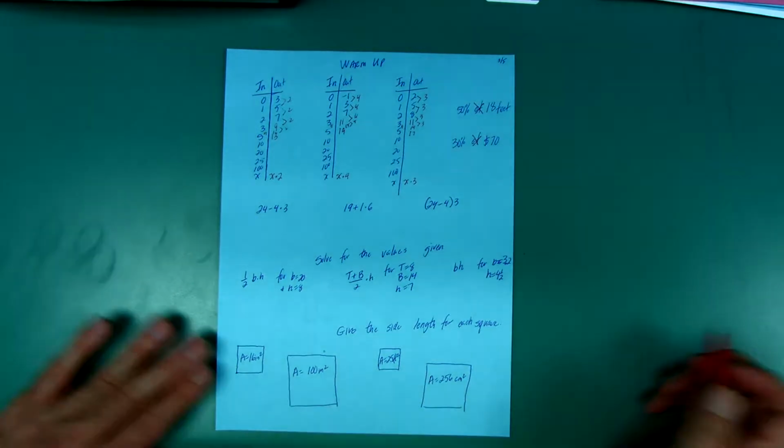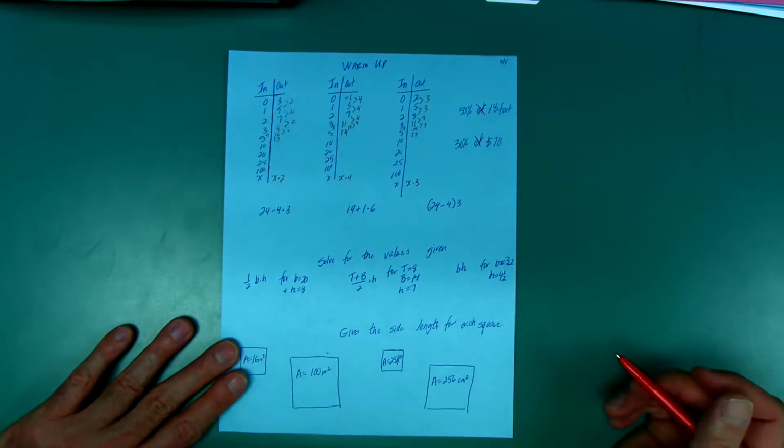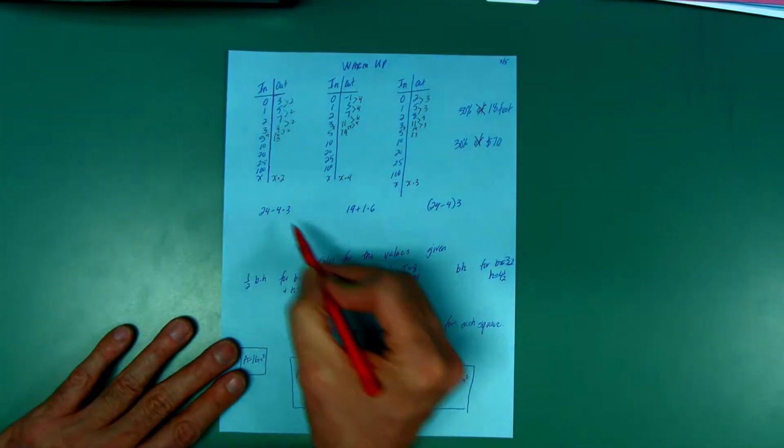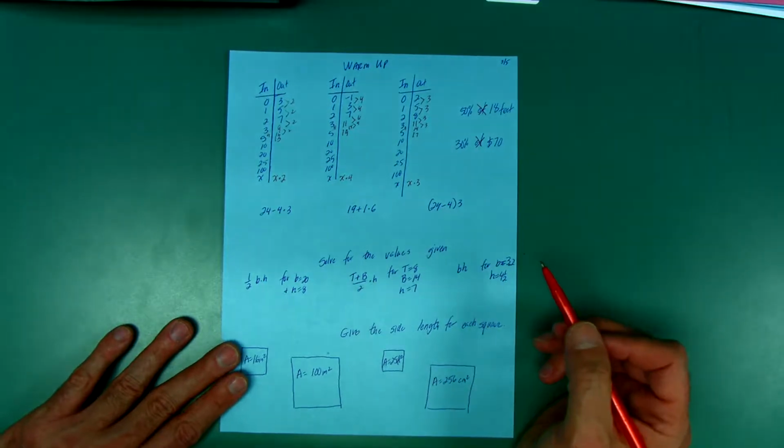What kind of problems are these? These are actually order of operations problems, because we have more than one operation happening. Here we have subtracting and multiplying, adding and multiplying, subtracting, and what's going on here? That's like multiply. Okay. All right.